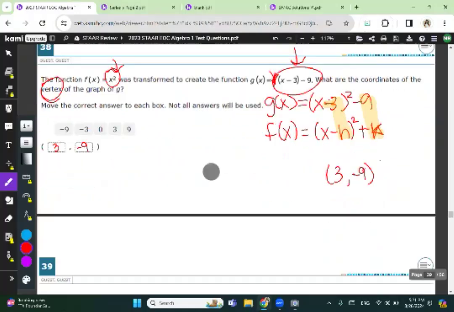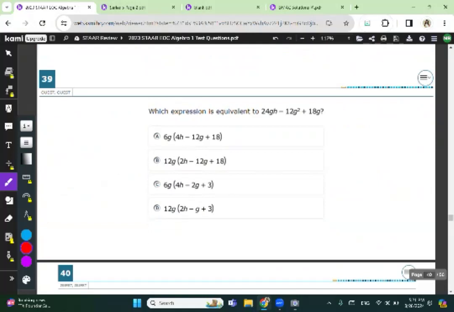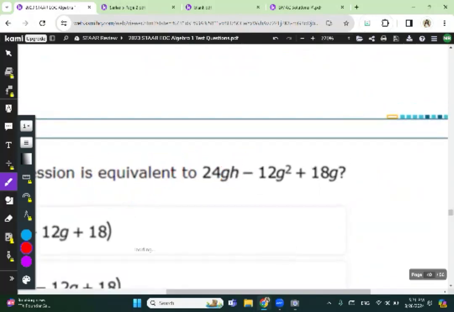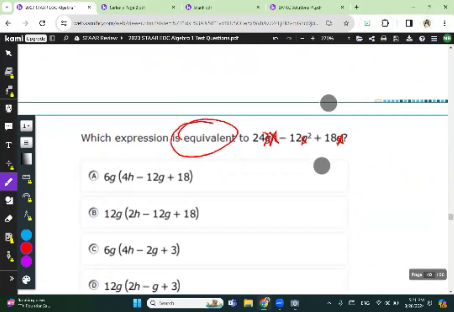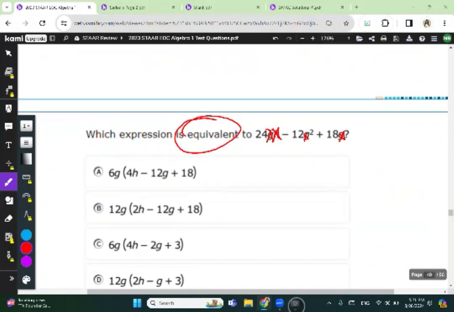Next one, 37, 38, 39. Which expression is equivalent? Once again, you have one of those that say equivalent. So you can type these into the calculator, see which one gives you the same. Now, because you have two different variables, just type them both in as x, okay? You would have 24x squared, minus 12x squared, 18x. Not even a big deal. So let's type those in.